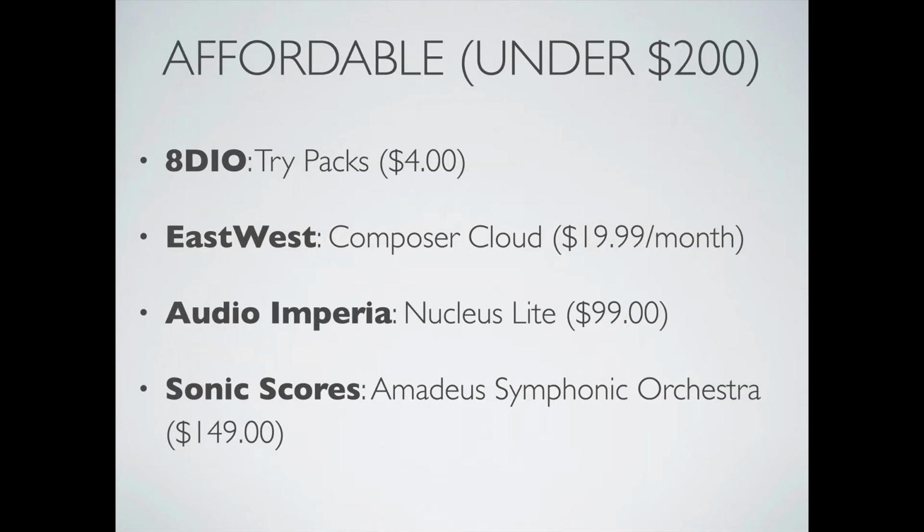Moving on to some affordable libraries, kind of under $200, somewhere around that price range. We have the 8DO tri-packs, which are a great way to get into their libraries for a very affordable price. East West has their famous Composer Cloud. Basically you download the instruments that you need. You have access to all of them as long as you remain subscribed to their products, and as soon as you cancel, you don't have access anymore.